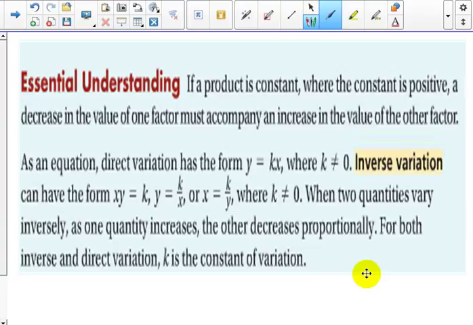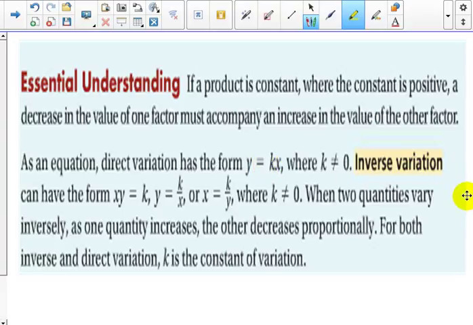Direct variation had the form of y equals k times x, where k cannot equal 0. Because in y equals kx, if you make k equal to 0, you're going to end up with y equals 0. So it just sort of blows the whole equation. So k cannot equal 0 in a direct variation. It's got to have some constant of variation, k value, other than 0.